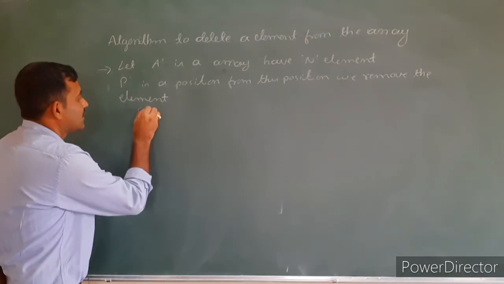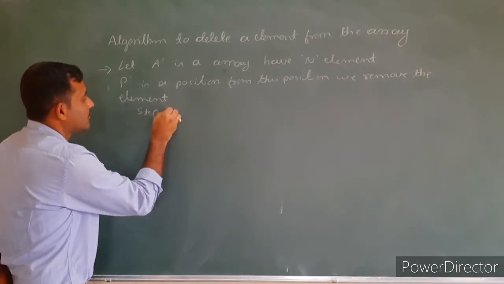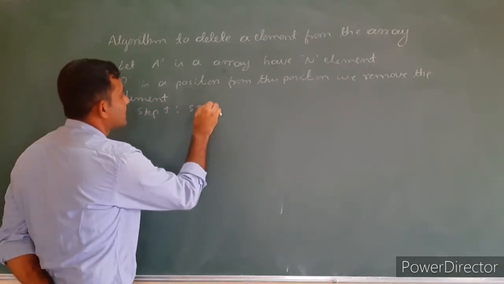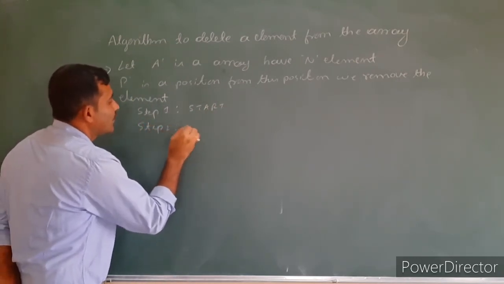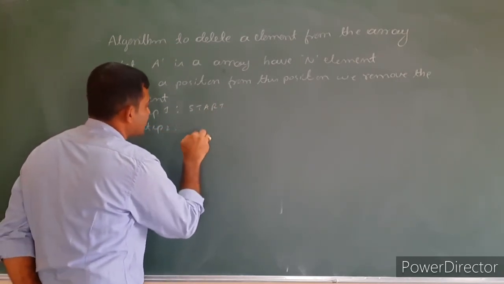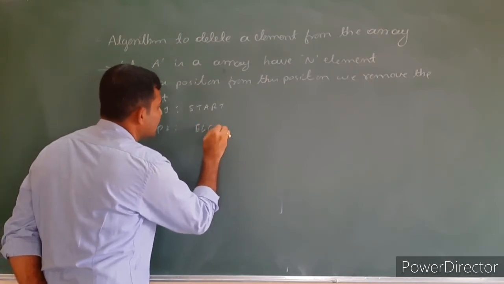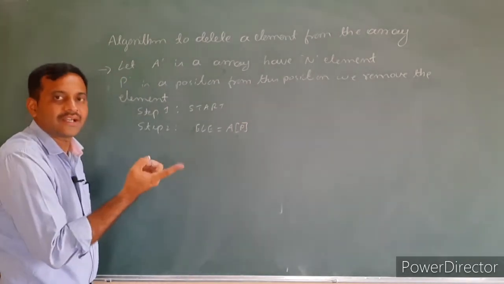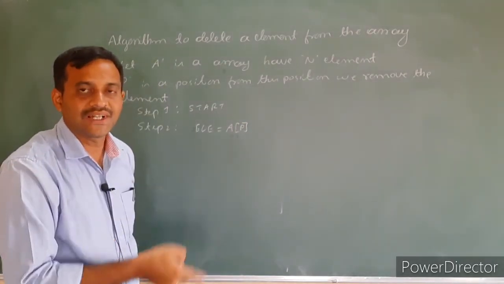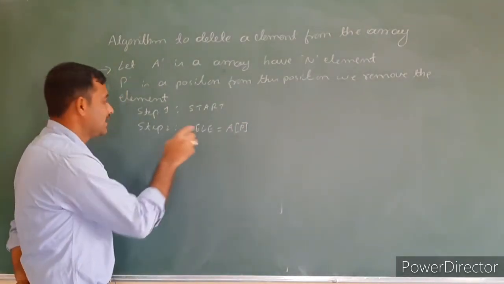Let's start the algorithm. Step 1, beginning of the algorithm, start. Then in step 2 we copy the content for the element ELE, that is A of P. This is the element to be deleted from the array. So before deleting, we have to take a copy of the element.